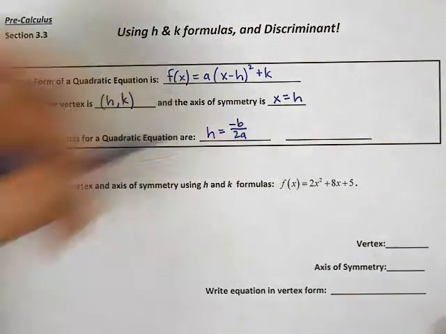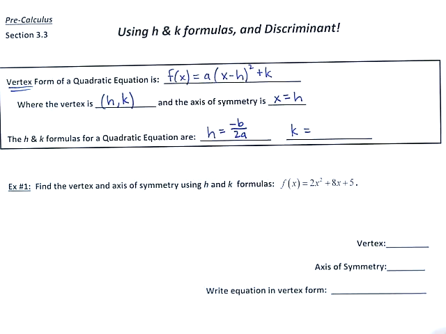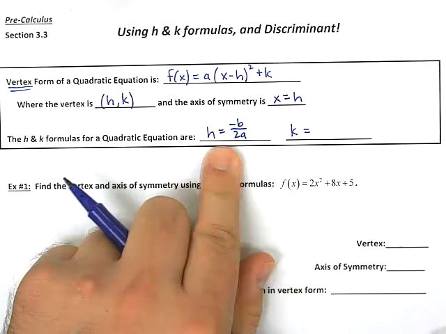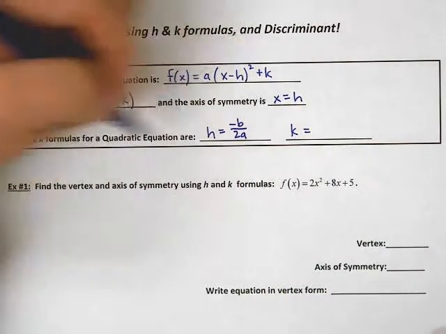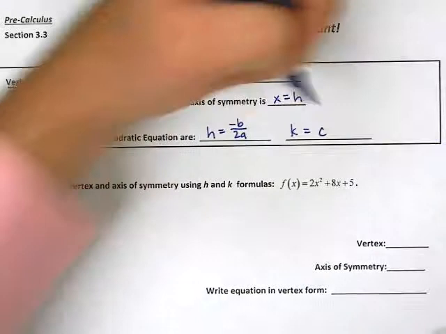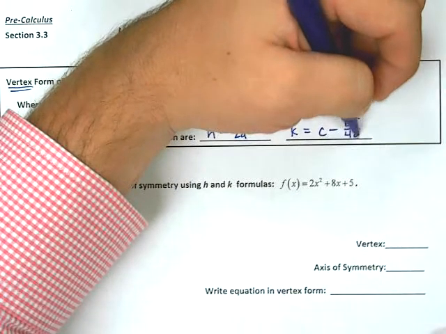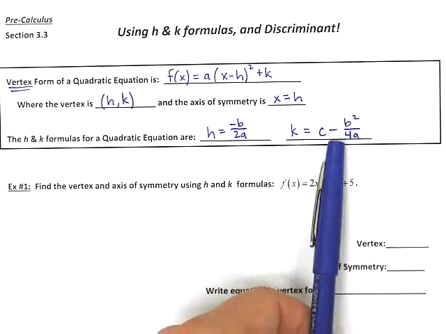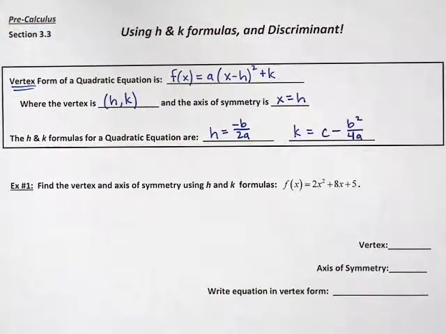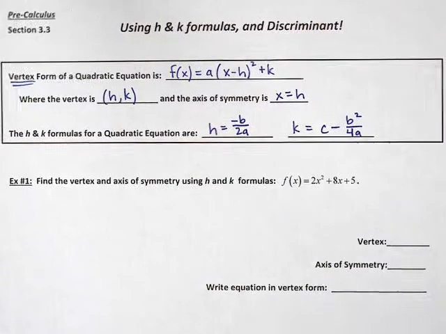This k one, I don't know if you guys have seen before. I've actually always just taught that once you get this h value to plug it in, which is acceptable. But this k formula, it's pretty nice. Okay, you can always take your c value and then subtract b squared over 4a. And so that's what we're going to do for this video.